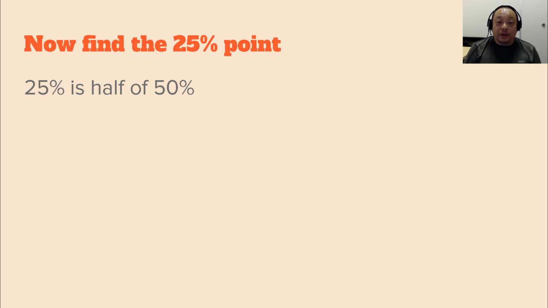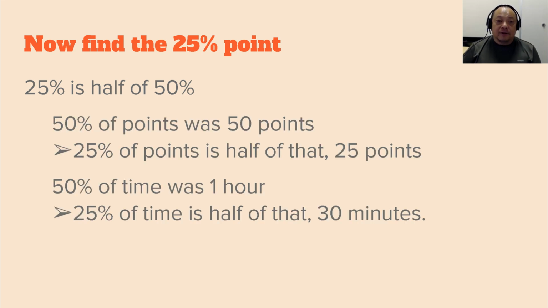Just go half of what we already computed. 50% of points was 50 points. So 25% of points is half of that, 25 points. In terms of time, 50% was 1 hour. So 25% of time is half of that, 30 minutes.